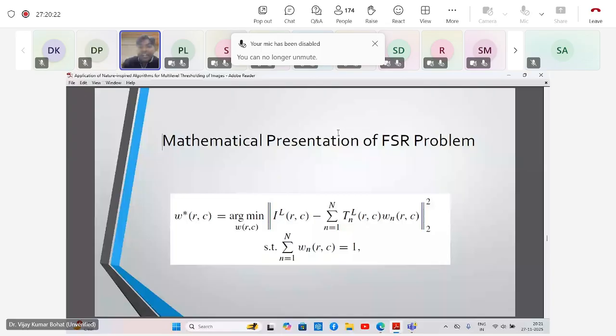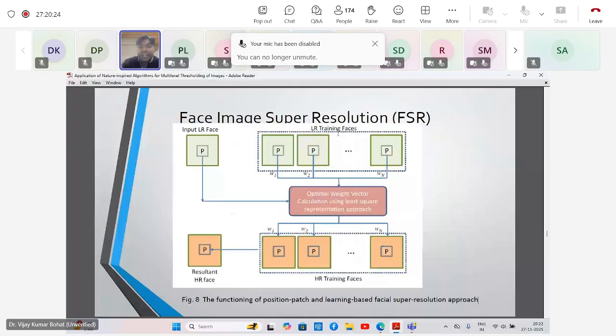The best weight vector, I will apply this same best weight vector to the HR images. And if I apply it to the HR images, I'm able to get the resultant HR face of this input LR face. So this is how a low resolution image can be enhanced through a learning-based facial super resolution approach.